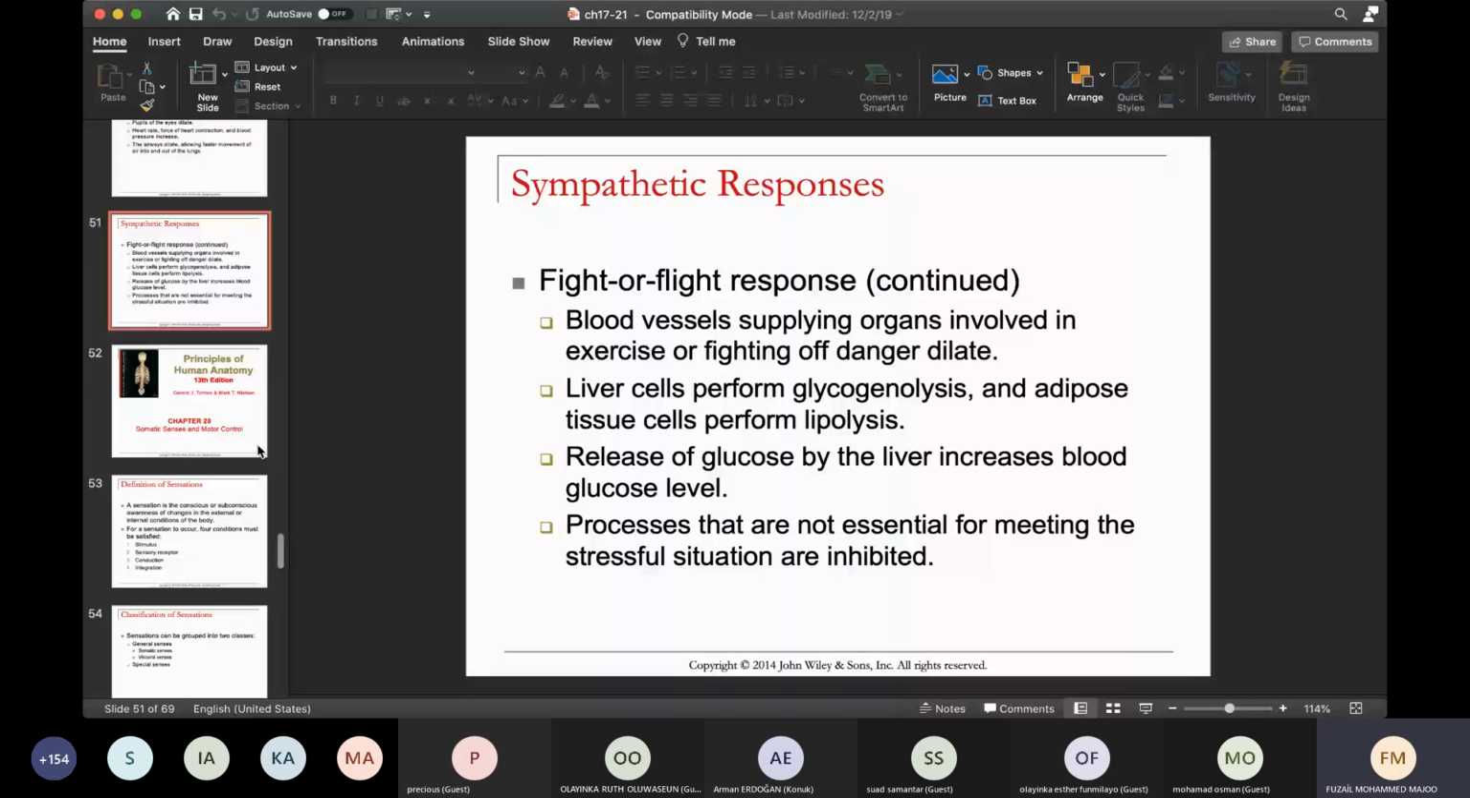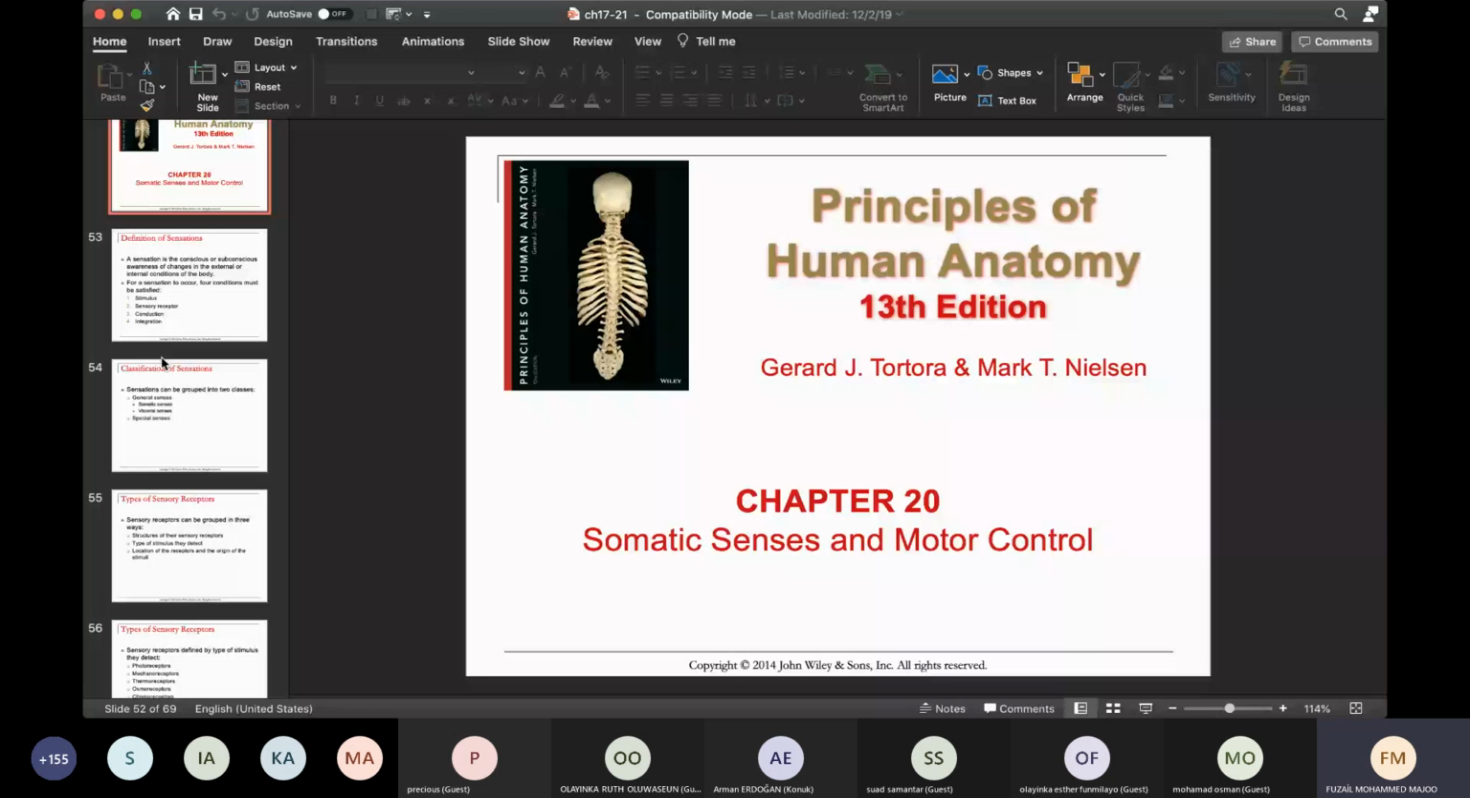Moving on to chapter 20. Chapter 20 goes over your somatic, well, let's take a break now and we'll continue afterwards. Actually, we'll just keep recording it. I don't think we have too much. Good. We'll take a break and we'll start in a little bit. We'll come back in about 10 minutes.